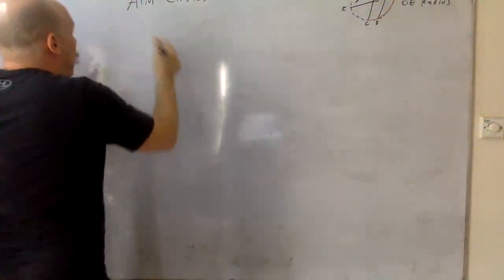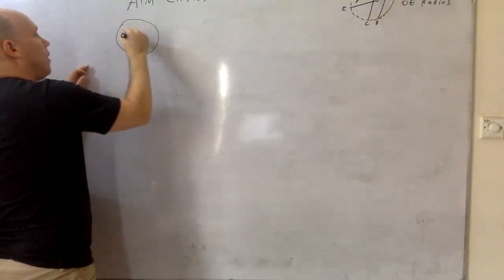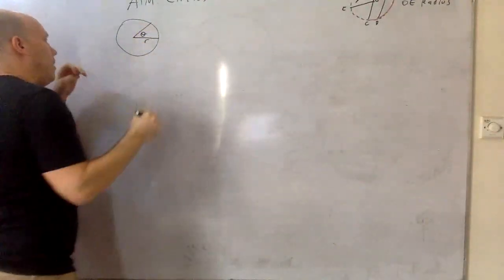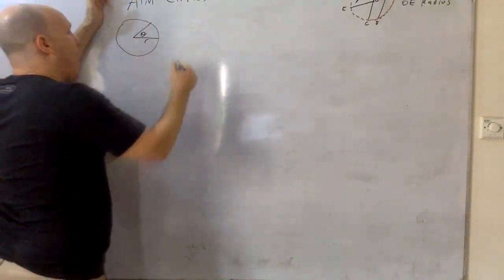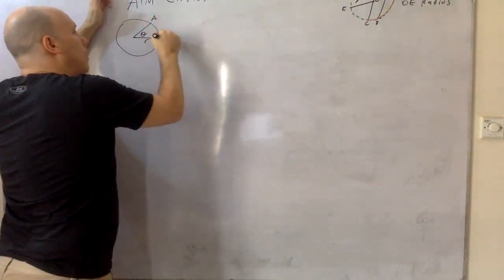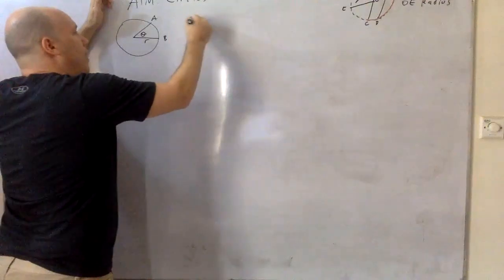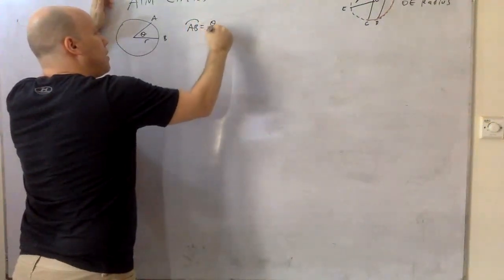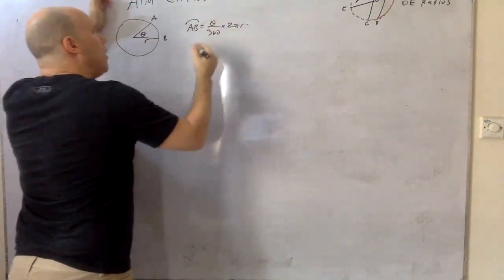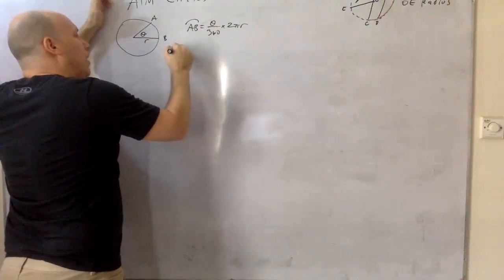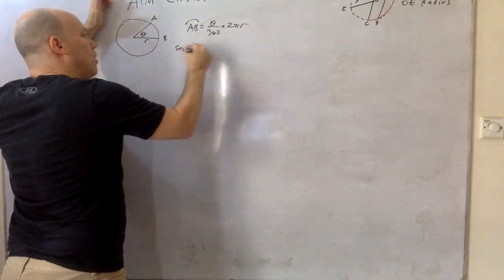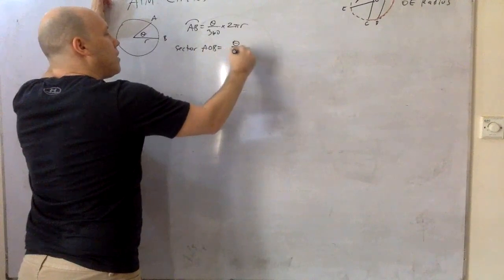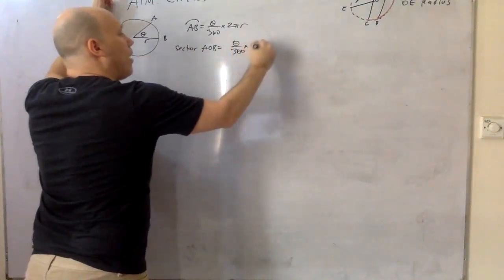So let's take our circle again. We have our circle here, and this is theta, and this is r. So we know that arc AB is equal to theta over 360 times 2 pi r. And we know that the area of sector AOB is also equal to theta over 360, but this time it's times pi r squared.